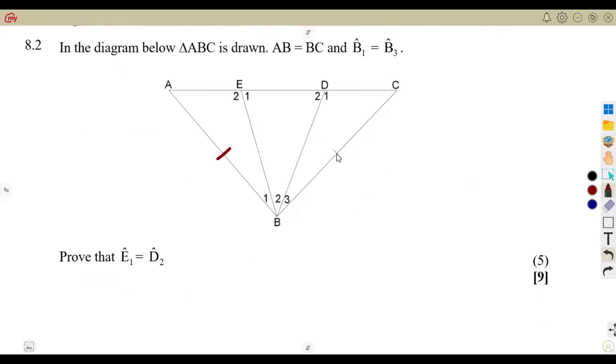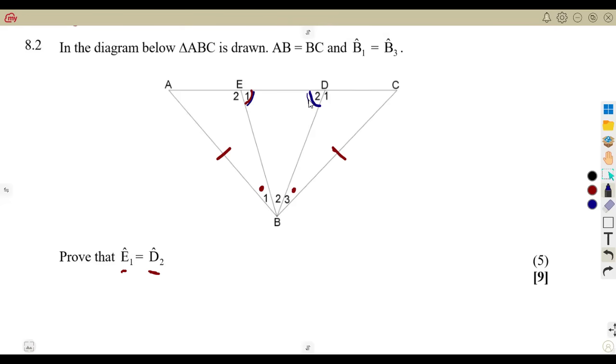AB is equal to BC. Then we are also given angle B1 is equal to angle B3. So prove that angle E1 is equal to angle D2. We want to prove that angle E1, this is our E1, this one, is equal to D2. This is our D2. So we need to prove that. So how can we prove that these two angles are equal?